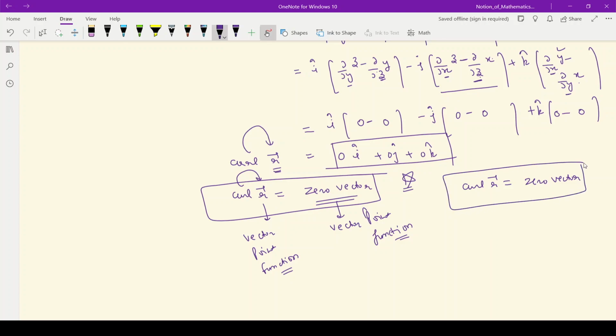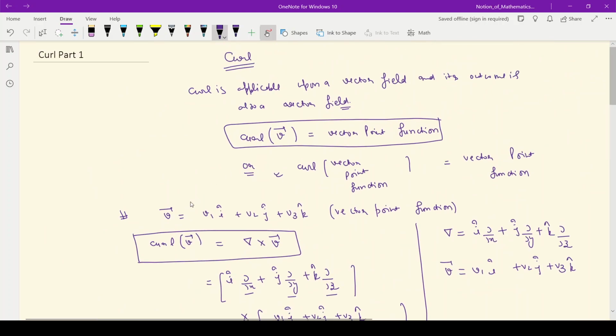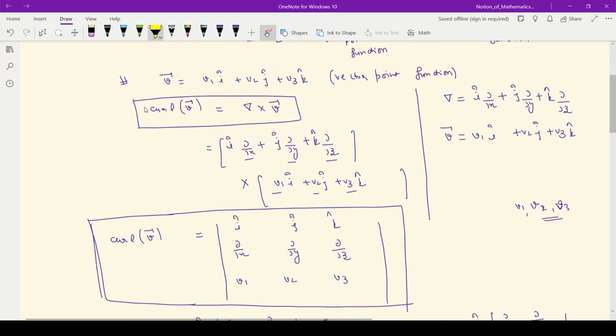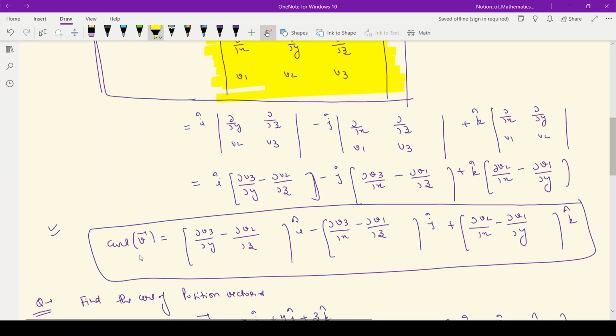So this was all about the curl of position vector. In the similar way, this particular formula for curl of v vector, which is equated to this particular formula, and finally to this determinant formula, any of these formulas can be applied in order to find the curl of a vector point function.